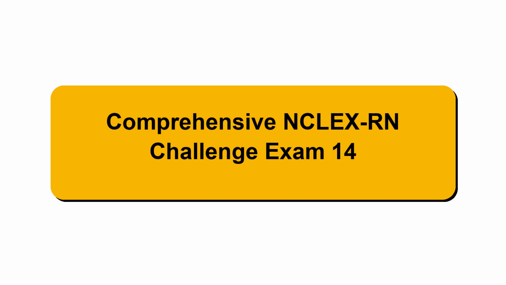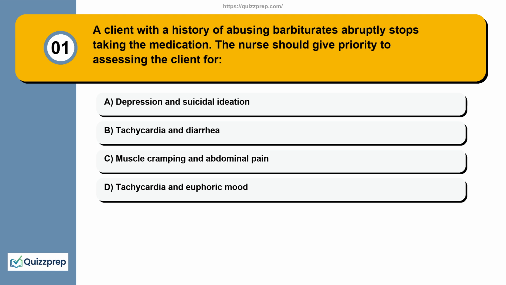Comprehensive NCLEX RN Challenge Exam 14. Question 1. A client with a history of abusing barbiturates abruptly stops taking the medication. The nurse should give priority to assessing the client for depression and suicidal ideation, tachycardia and diarrhea, muscle cramping and abdominal pain, tachycardia and euphoric mood.